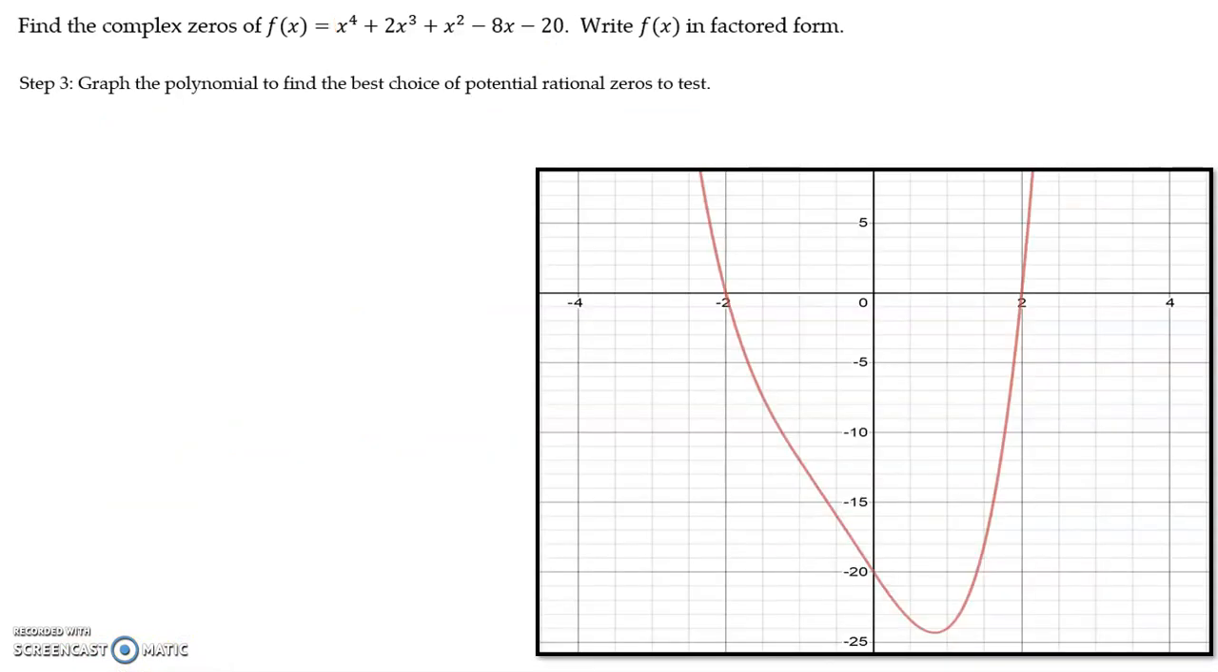Once we have our potential zeros created, we want to go ahead and graph the function so we can take a look at the graph and find the actual zeros. And on our graph, we see that we have an x-intercept here at -2, and we also see that we have an x-intercept here at +2.